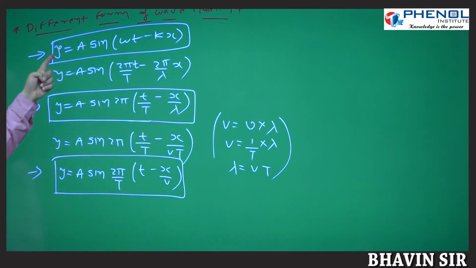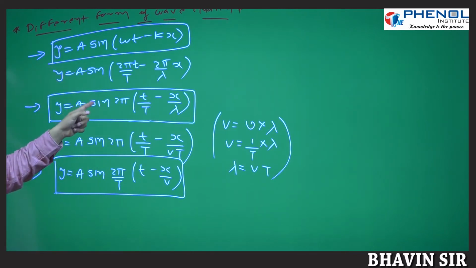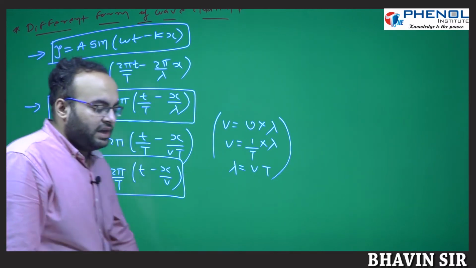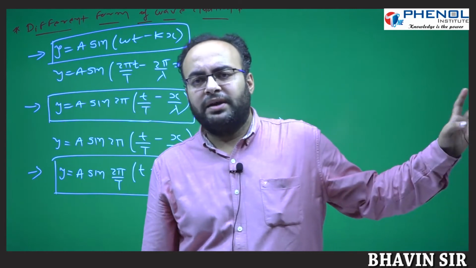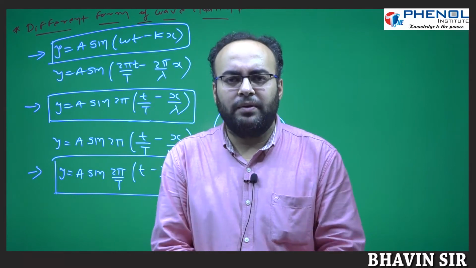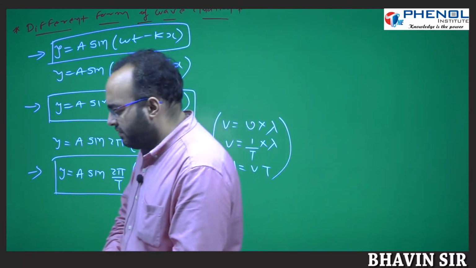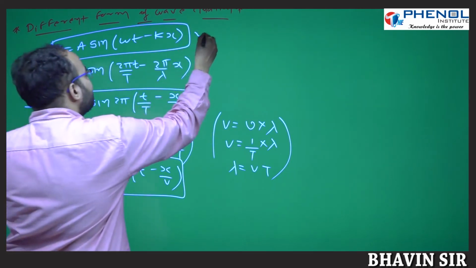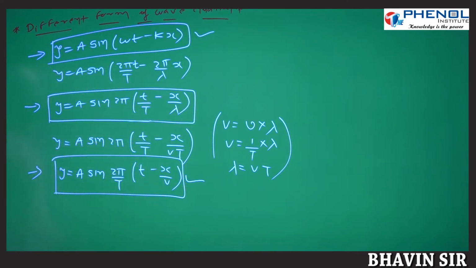So these are the three different forms of wave equation. First form of wave equation, second form of wave equation, and third form of wave equation: A sin 2 pi by capital T in bracket t minus x by v. Okay, so these are the three different forms of wave equation. Students, the first and third are the most useful forms of wave equation.